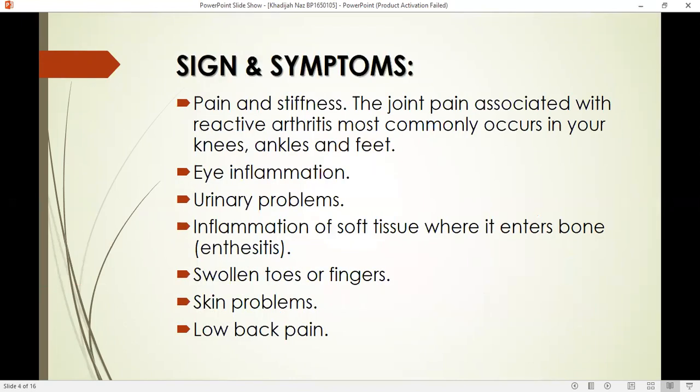Signs and symptoms. The main sign and symptom is pain and stiffness of joints, mostly in knees, ankle, and feet. Other signs and symptoms are eye inflammation, urinary problems, inflammation of soft tissues, swollen toes and or fingers, skin problems, or low back pain.